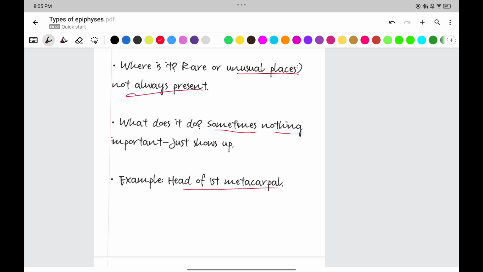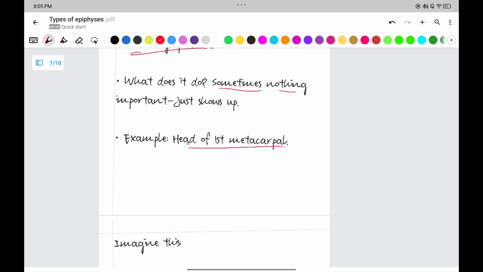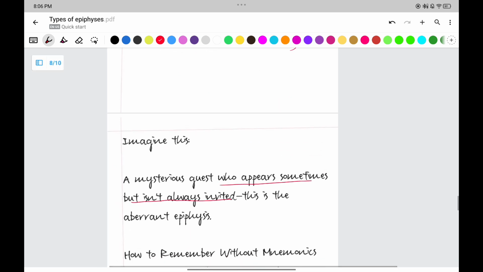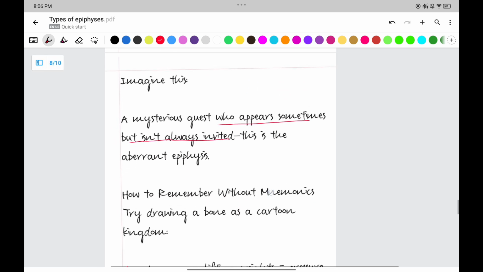We can also call it vestigial because it does nothing. It's not that important compared to the other three epiphyses. It is just present or may not be present. Example: the head of the first metacarpal. Okay, it is present in the head of the first metacarpal. It's like something vestigial, which is not that important.